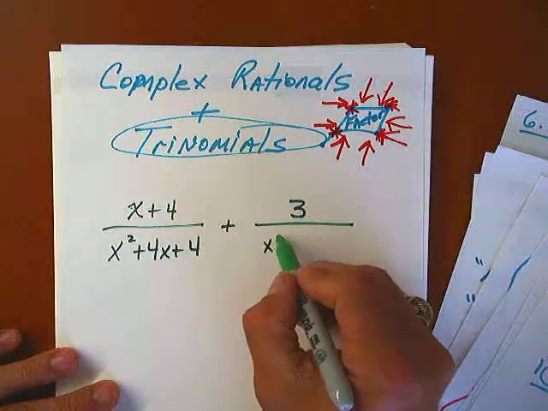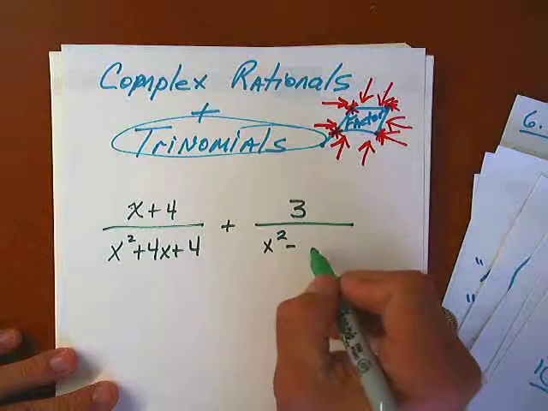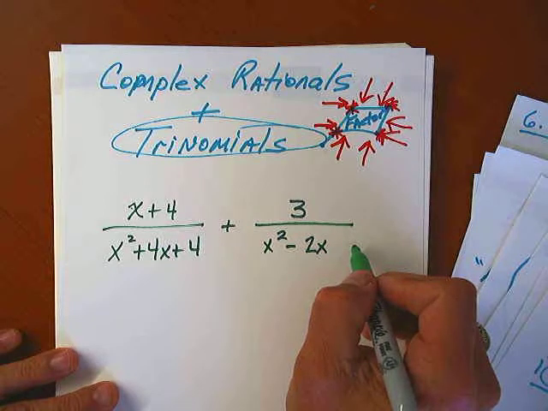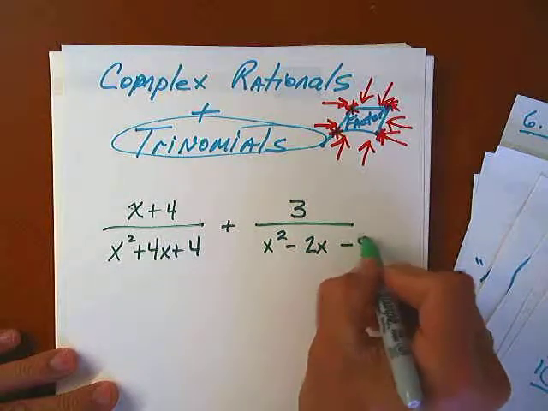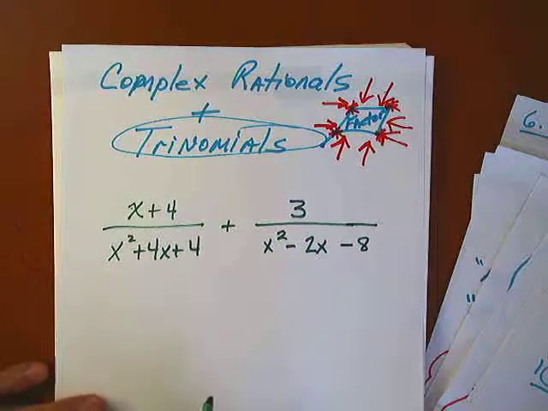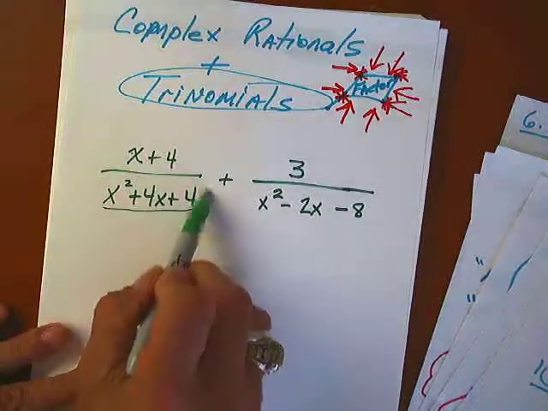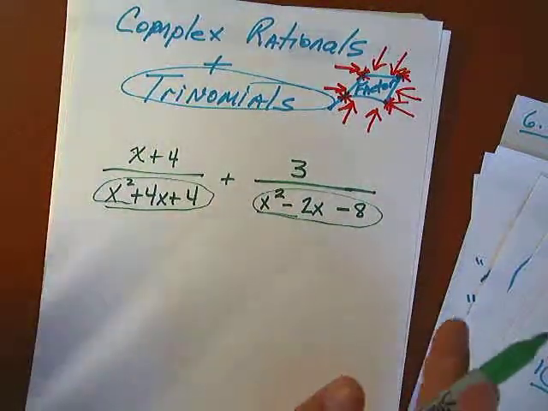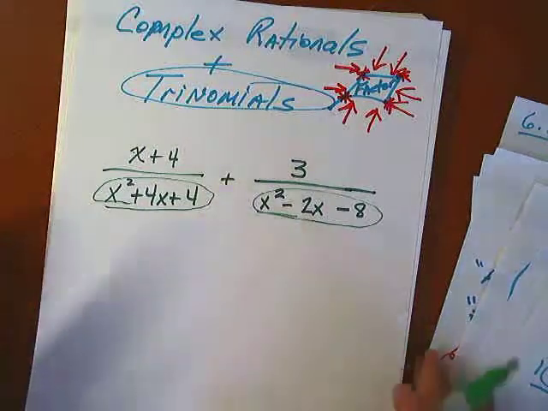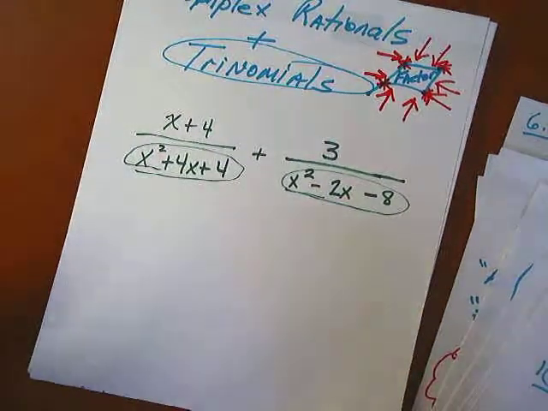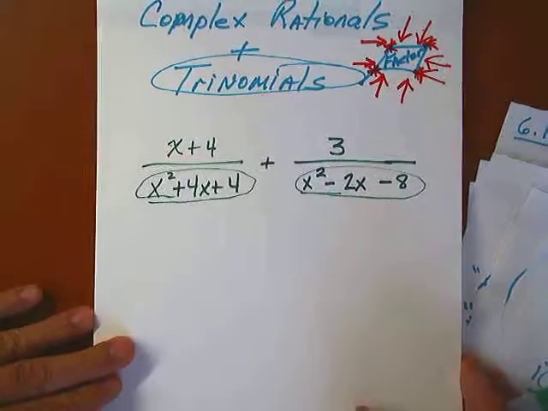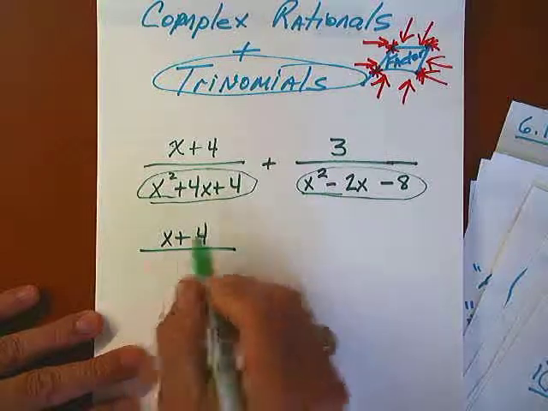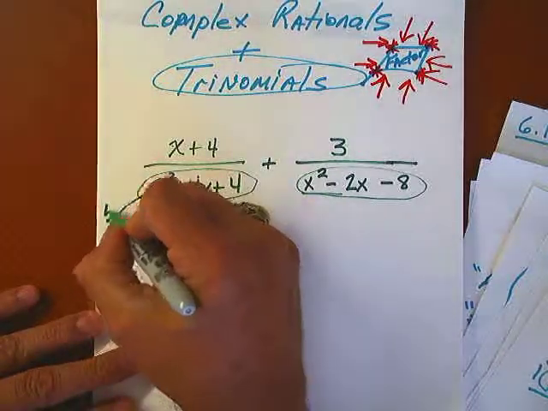So what's the difference between most of yours? Here it is. This is the difference. Here I'm going to get, I don't know, x plus 4 over x squared plus 4x plus 4 plus 3 over x squared minus 2x minus 8.